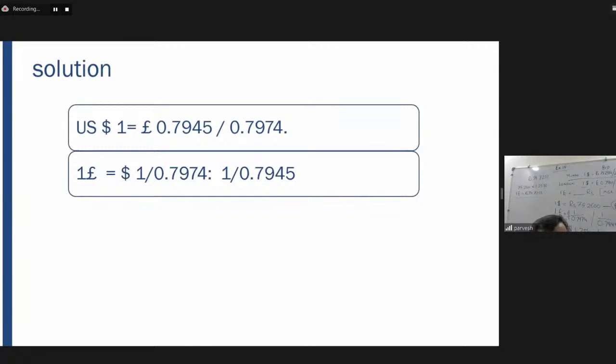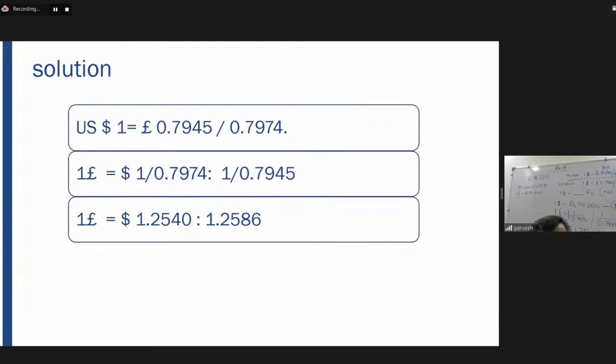So 1 pound is equal to so many dollars. And I explained the rule in the morning, how we convert direct to indirect quotes. So 1 pound is equal to 1 divided by 0.7974. The ask will become the bid and the bid will become the ask when we do the reciprocal of the quote. So after we have done that, we have got the quotation here. So 1 pound is equal to $1.2540 and 1.2586.